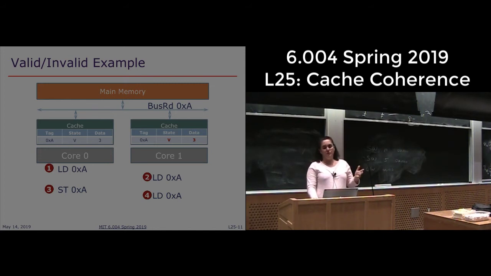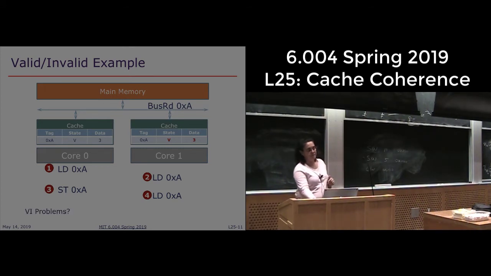Okay? So any questions about this VI algorithm? Yes? Just one question. When core 1 issues a bus read, is it possible that the cache from core 0 responds to the bus read? It is. It is, and we'll actually see some examples later where they need to respond. But they'll both have the same answer. So whether the cache responds or the memory responds, you'll get the same response.